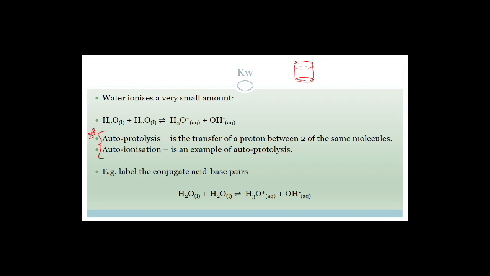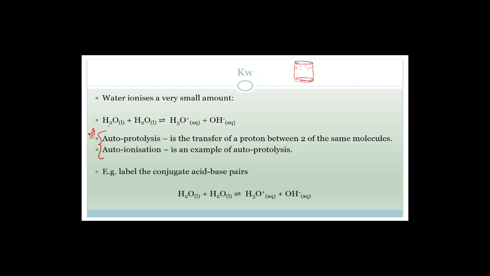Autoionization is an example of autoprotolysis. So it's effectively the same thing, and all that they say is because some textbooks are going to use autoionization and some textbooks are going to say autoprotolysis. And both times they're talking about what is actually happening here with the water.